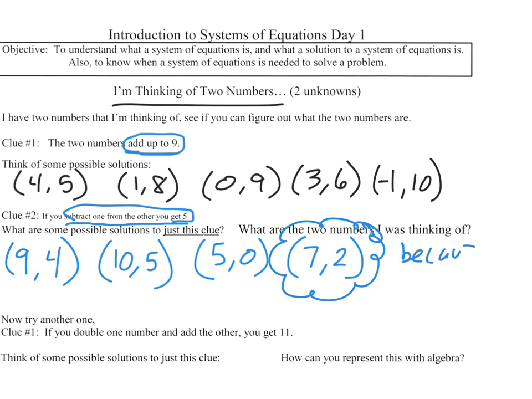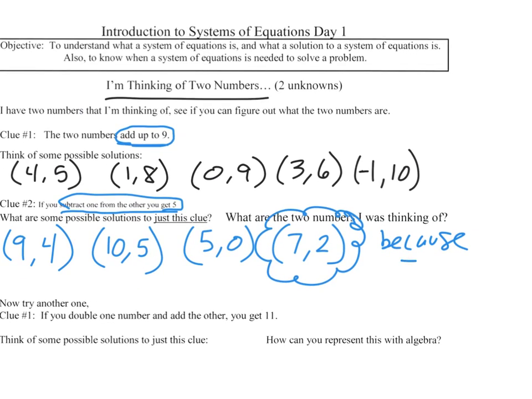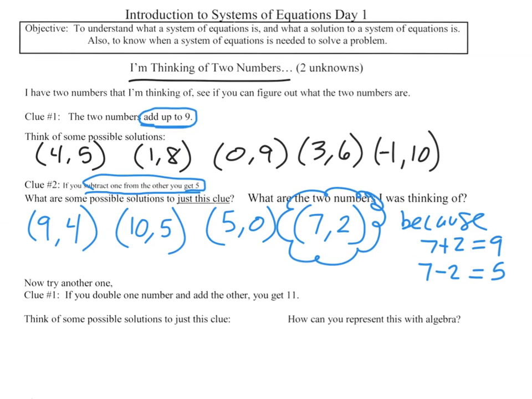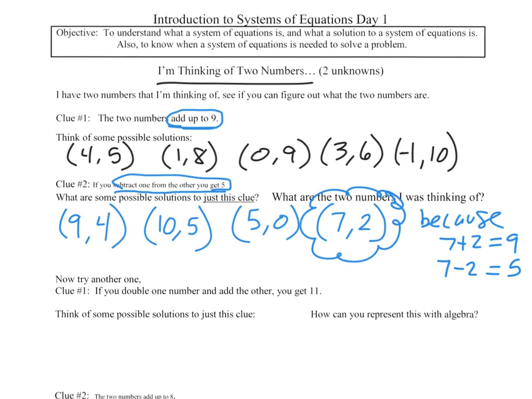And that has to be the answer because it satisfies both clues. 7 plus 2 equals 9, that's clue number 1, and 7 minus 2 equals 5, which was clue number 2. So what we just looked at was a system of equations problem, where we had one bit of information, called clue number 1, and a second bit of information called clue number 2. And with those two combined, we came up with one answer.